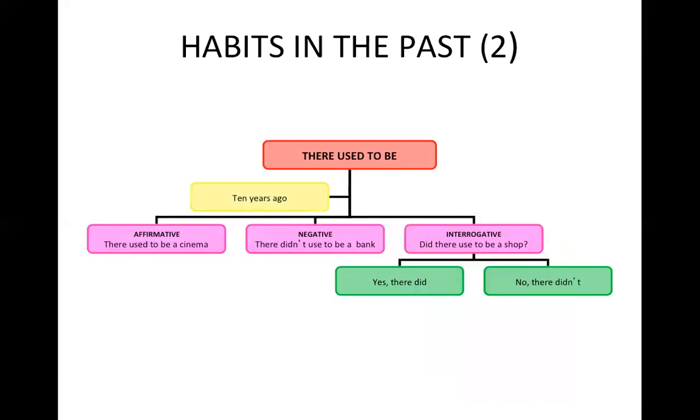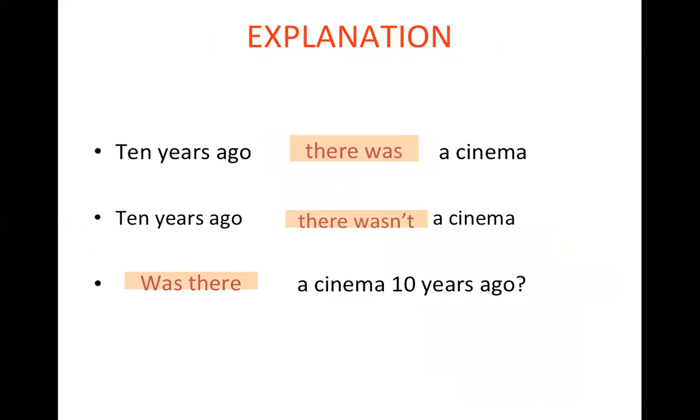Number two, there used to. 10 years ago, there used to be a cinema. There didn't used to be a bank. Interrogative form: Did there used to be a shop? Yes, there did. No, there didn't.